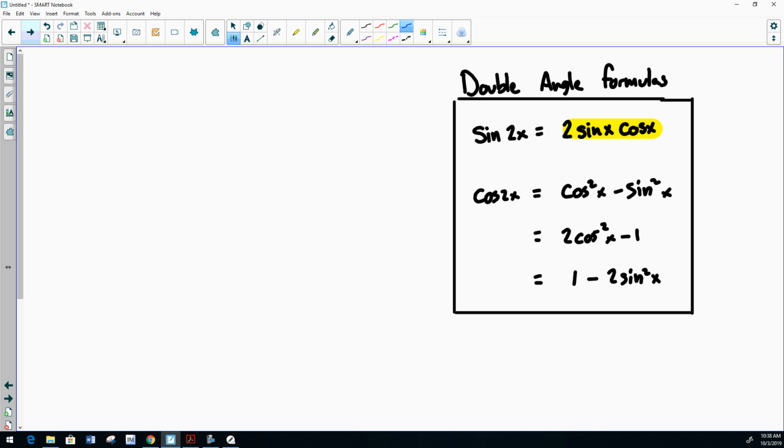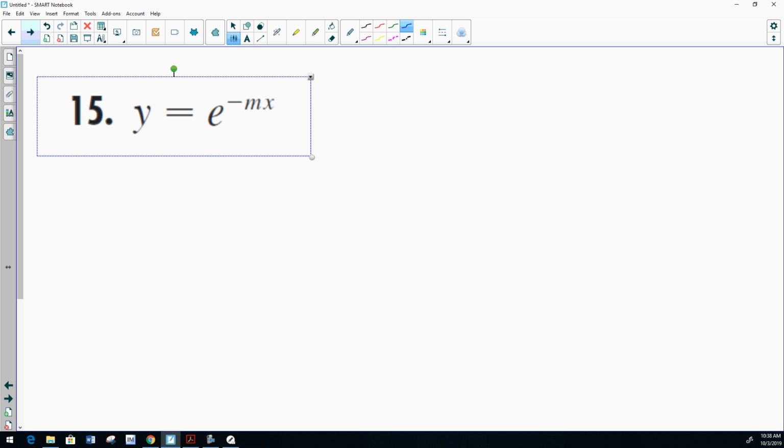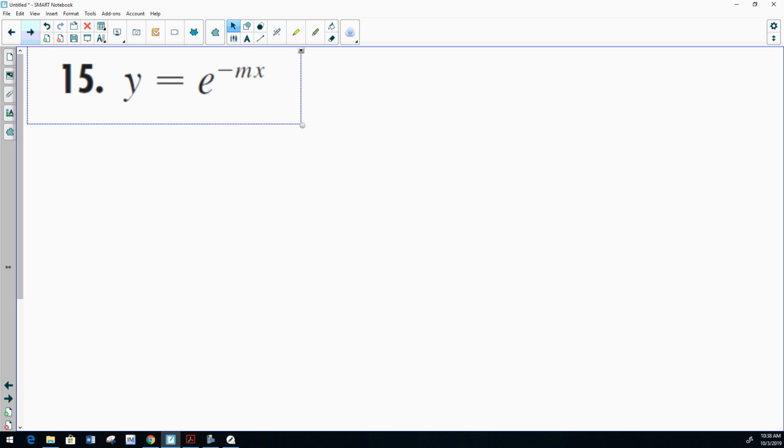Okay, and my last question for today, I have hers. Can I go to a new slide? That was yours, right? That was this one. The derivative of e to the anything is e to the anything times the chain rule. What's the derivative of this? Negative m. And that's the final answer.